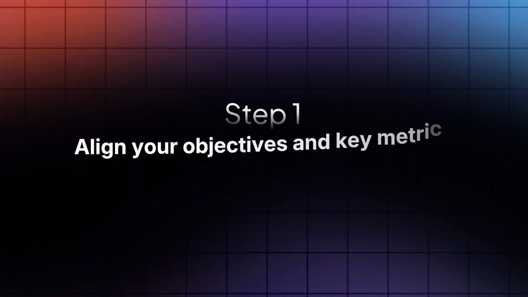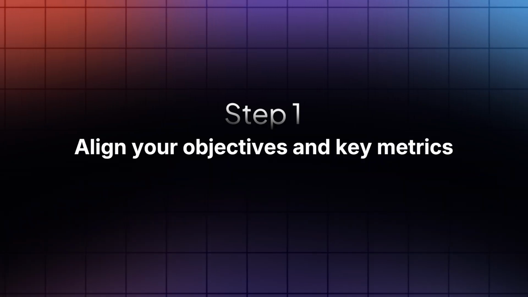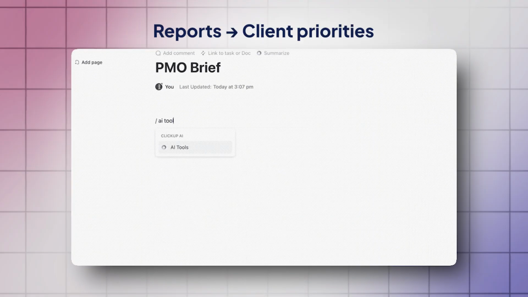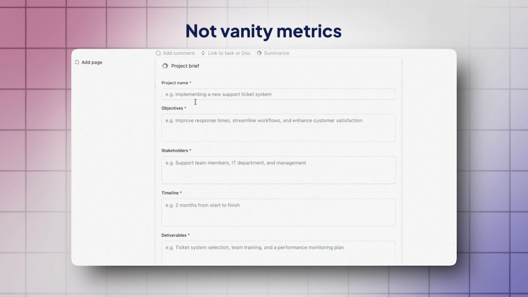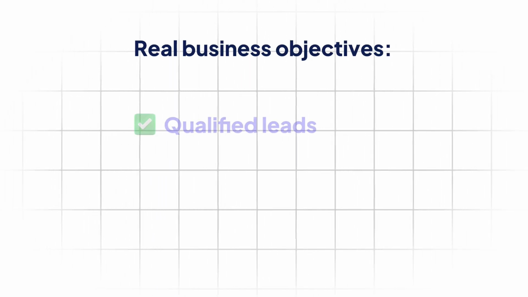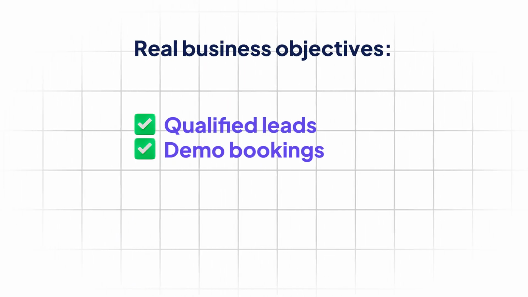Before you build anything, the first step is to align your objectives and key metrics. Every report should connect back to what the client actually cares about, not vanity metrics that look good in a deck, but real business objectives: qualified leads, demo bookings, and cost per acquisition. Agree on these up front and make them the foundation of every report you send.